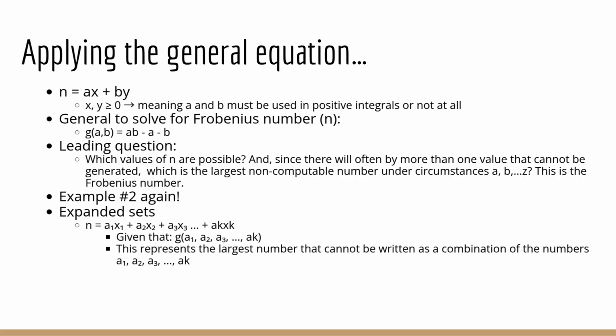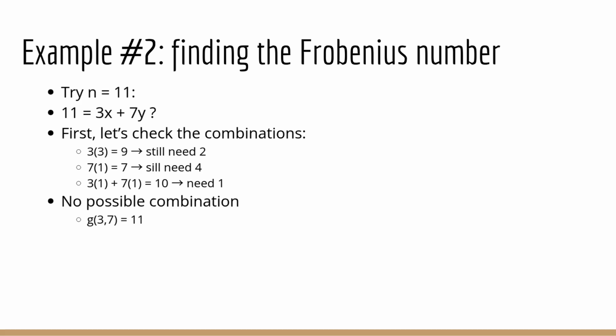So anyway, the general form is g(a, b) equals ab minus a minus b. We can go back and apply this to our most recent example, again, where a is equal to 3 and b is equal to 7. If we plug in our values for a and b into the g of a, b equation, then we would get 3 times 7 equals 21, and then 21 minus 3 equals 18, and then 18 minus 7 equals 11. And that's the exact number that we found through the brute force method earlier.